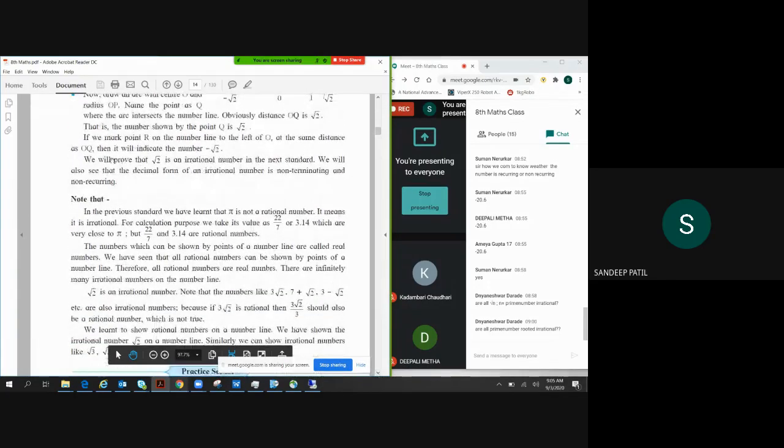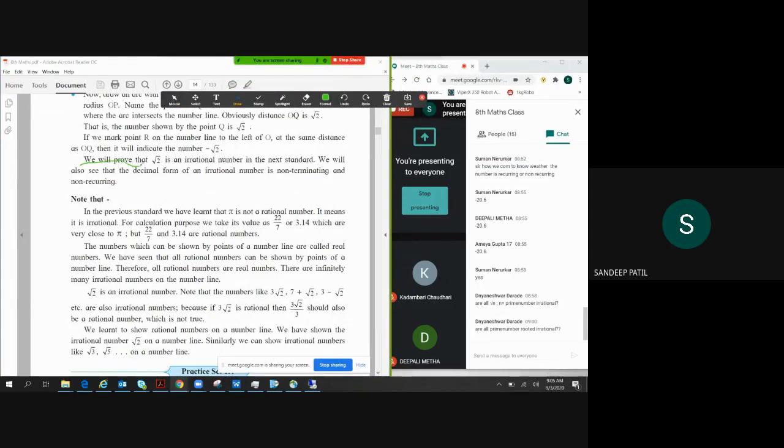They have mentioned that we will prove that root of 2 is an irrational number in the next standard. This is out of syllabus right now, but how to show that root 2 is irrational, you will learn in the next standard. We will also see that the decimal form of an irrational number is non-terminating and non-recurring. This is a very important thing. Whenever you carry out the decimal form of an irrational number, it will always be non-terminating and non-recurring.